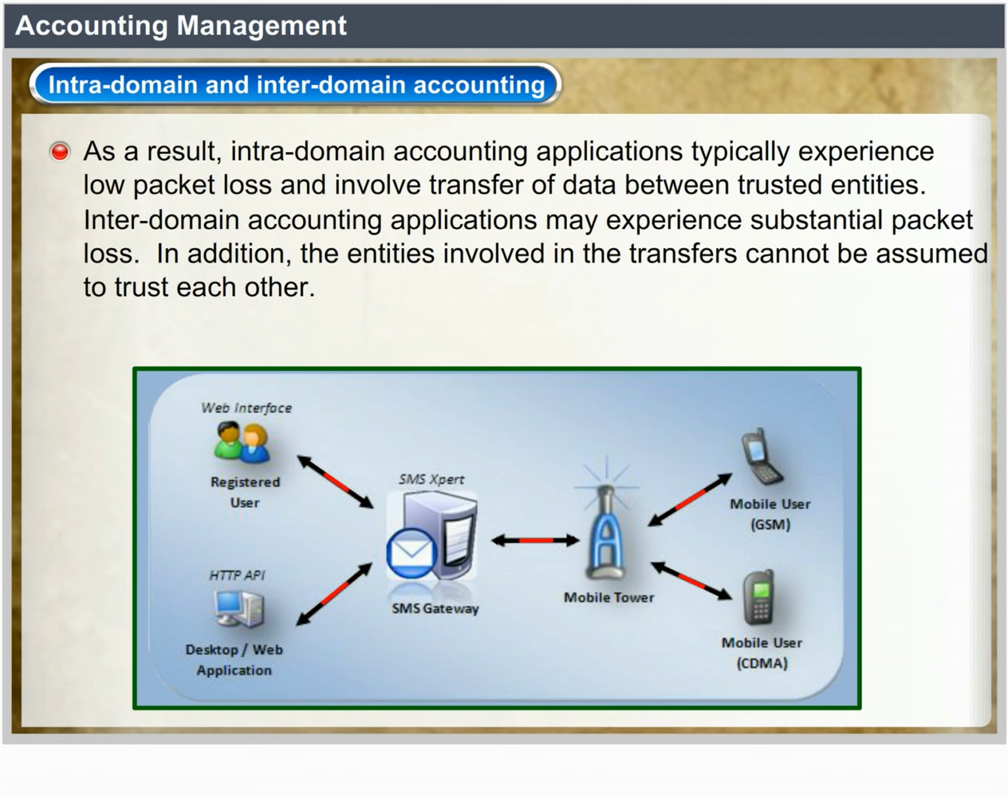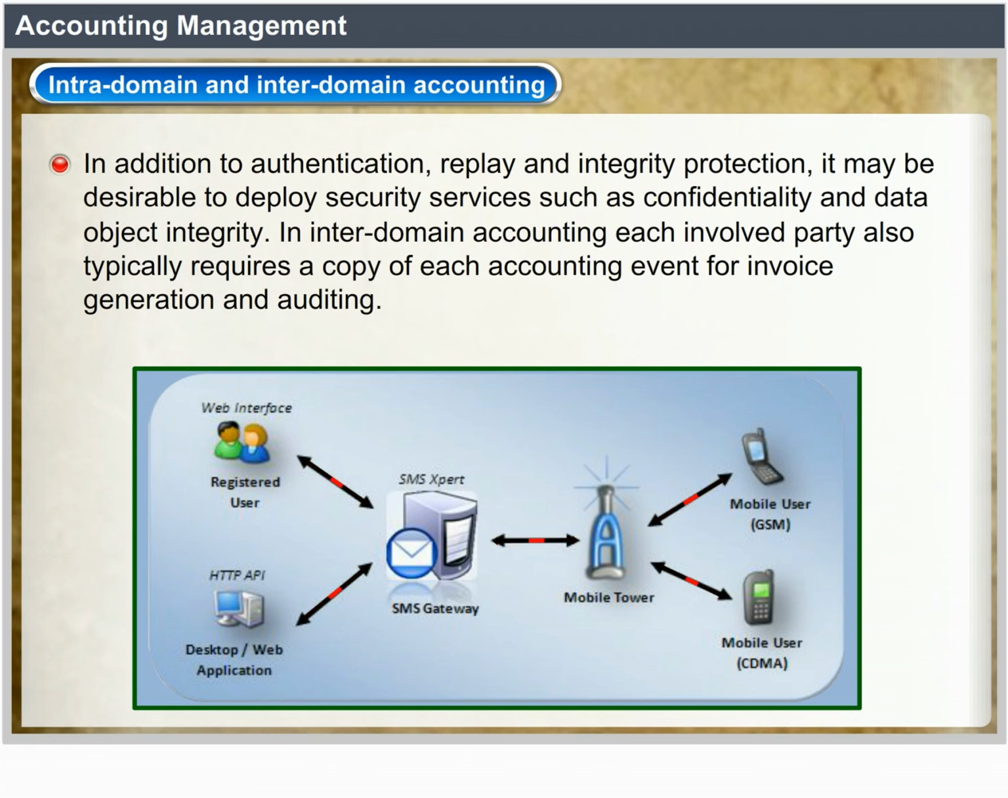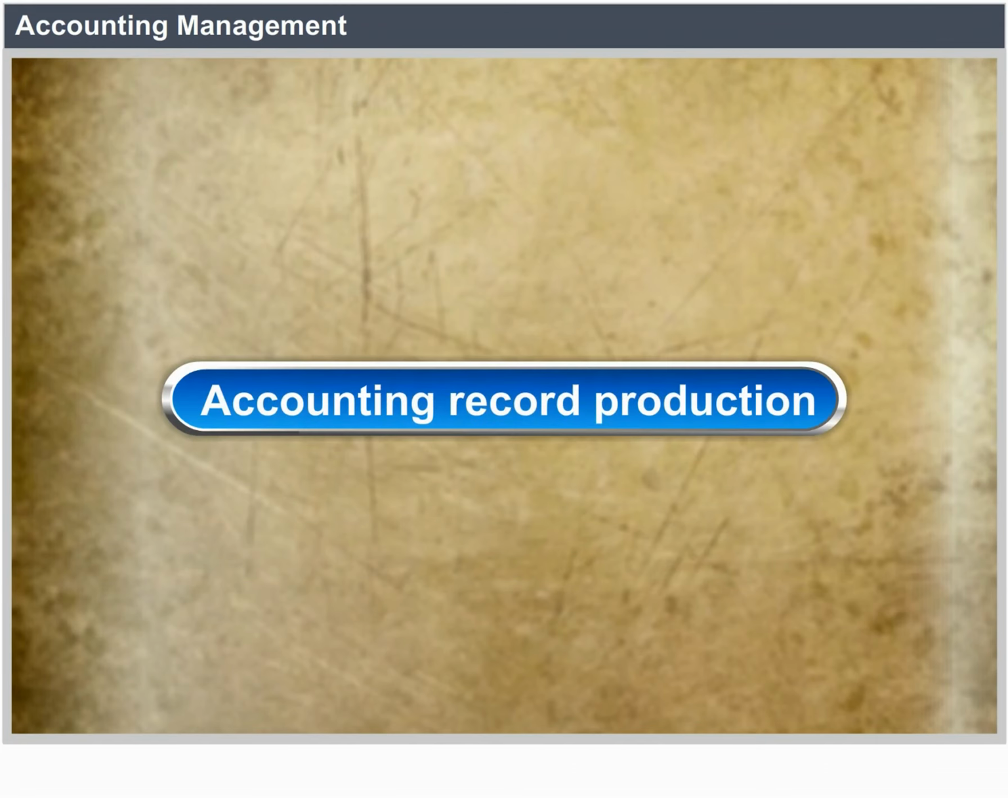Inter-domain accounting applications may experience substantial packet loss. In addition, the entities involved in the transfers cannot be assumed to trust each other. Since inter-domain accounting applications involve transfers of accounting data between domains, additional security measures may be desirable. In addition to authentication, replay, and integrity protection, it may be desirable to deploy security services such as confidentiality and data object integrity. In inter-domain accounting, each involved party also typically requires a copy of each accounting event for invoice generation and auditing.